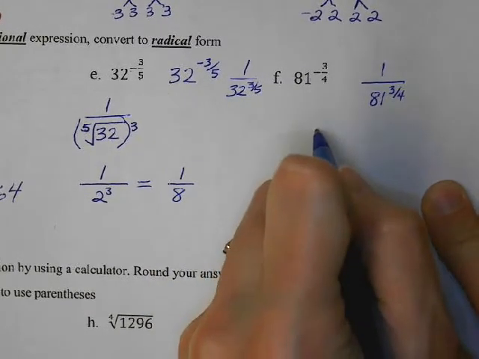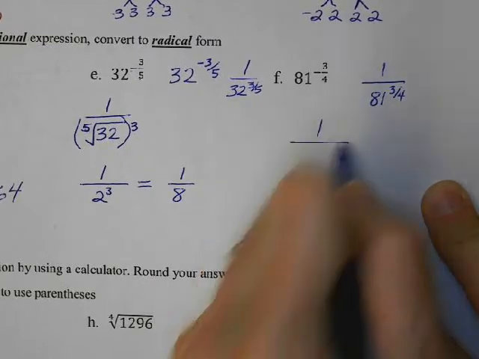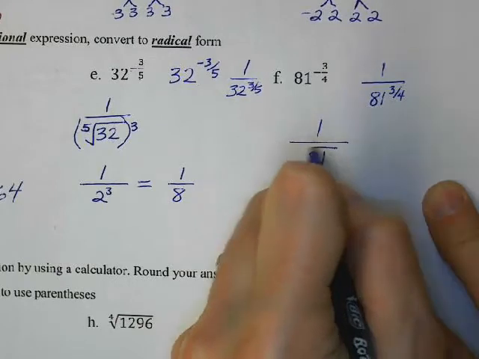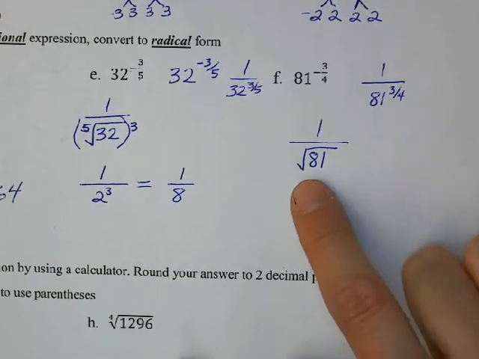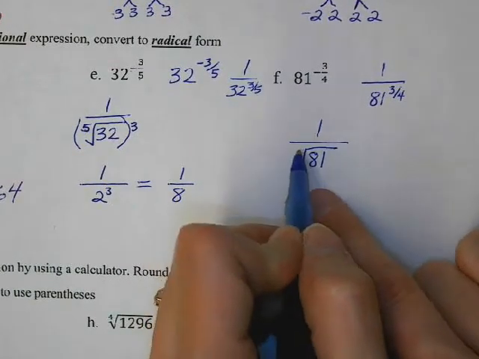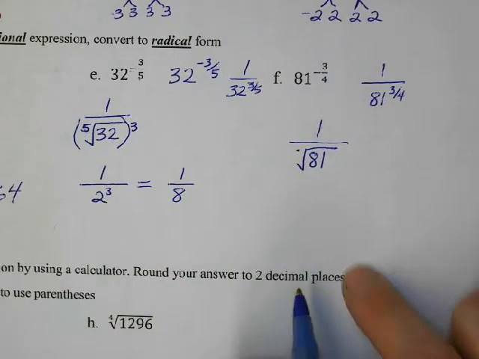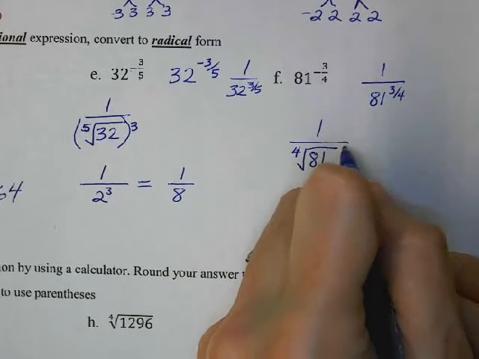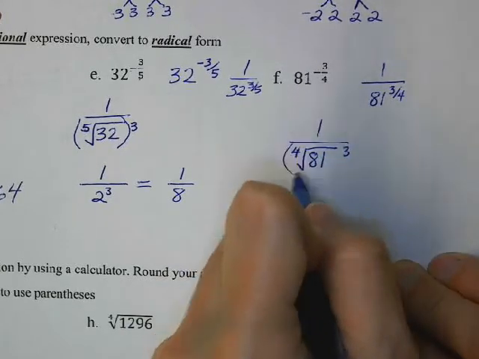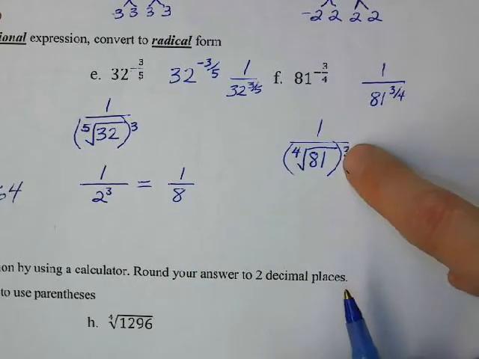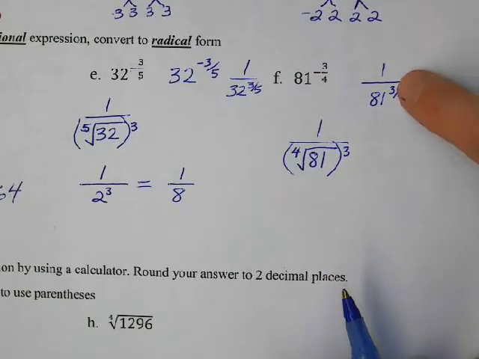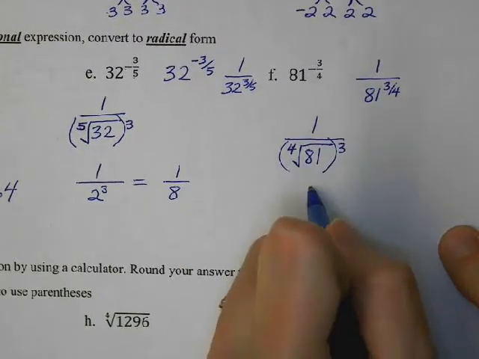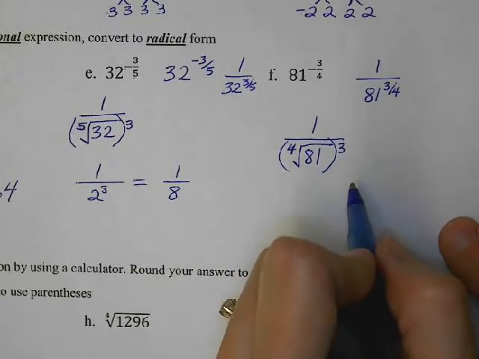Now we'll rewrite it in radical form. So it goes 81. What kind of root is this? What number goes in the front of the root? 4. Yeah, the 4 goes there. So it's the bottom number, and then we'll do the 3rd power on it. The 3, the top number, is the 3rd power, and the 4 is the 4th root. What's the 4th root of 81?